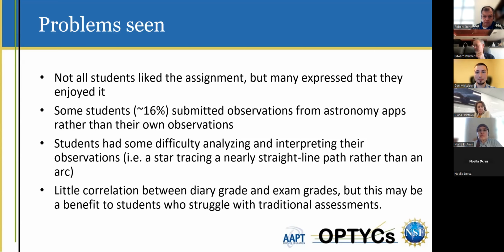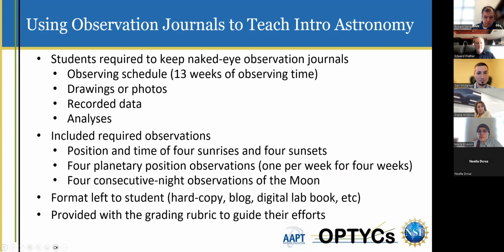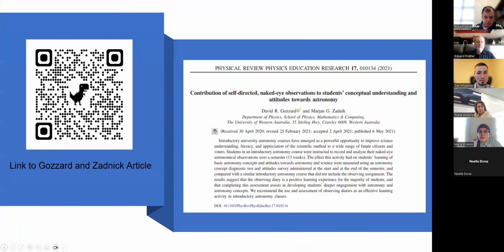If you would like, I can put that QR code back up there if you're interested in getting it. This is a freely available article. In other words, this is one of the freely available articles in PhysRev PER. So all you've got to do is get there and click PDF and you've got the article. I'll leave that up there for a second while we're chatting. Other comments?